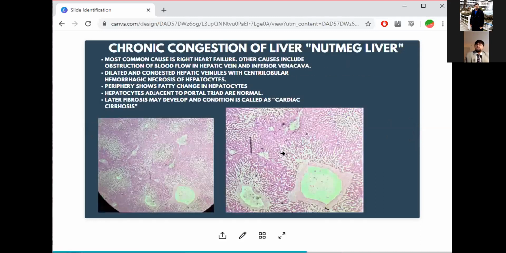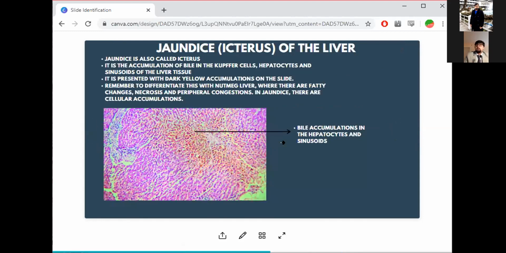Okay, now like in the previous slide, I said that you need to understand the difference between nutmeg liver and icterus, right? Now, look at this. In icterus, there are no changes to the cytological architecture, in the sense that the tissues are more or less normal. There's no dilation anywhere. There's no obvious signs of damage, no signs of fibrosis. It's just that it is in a different color.